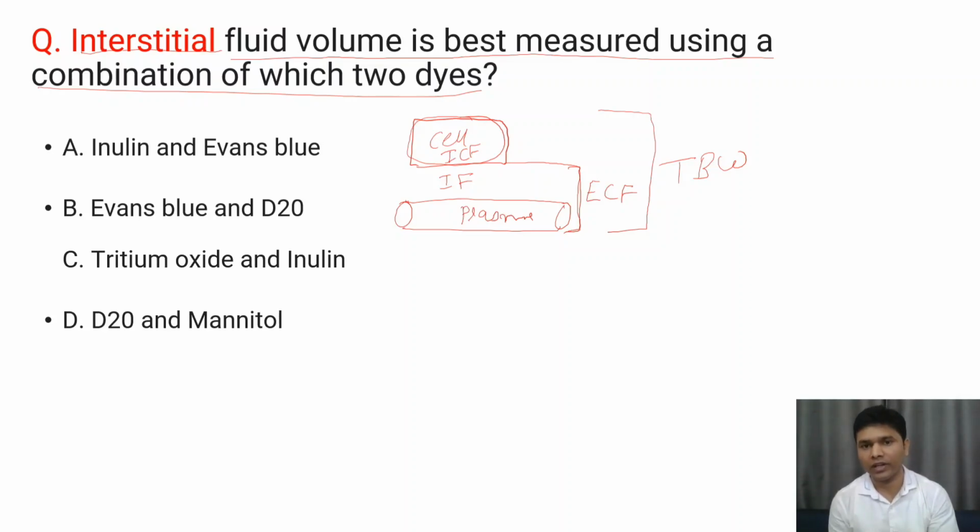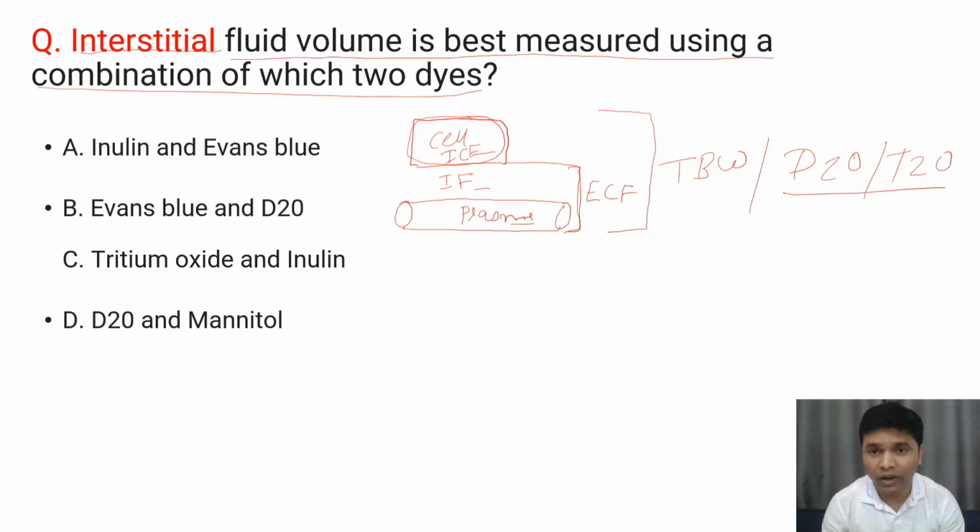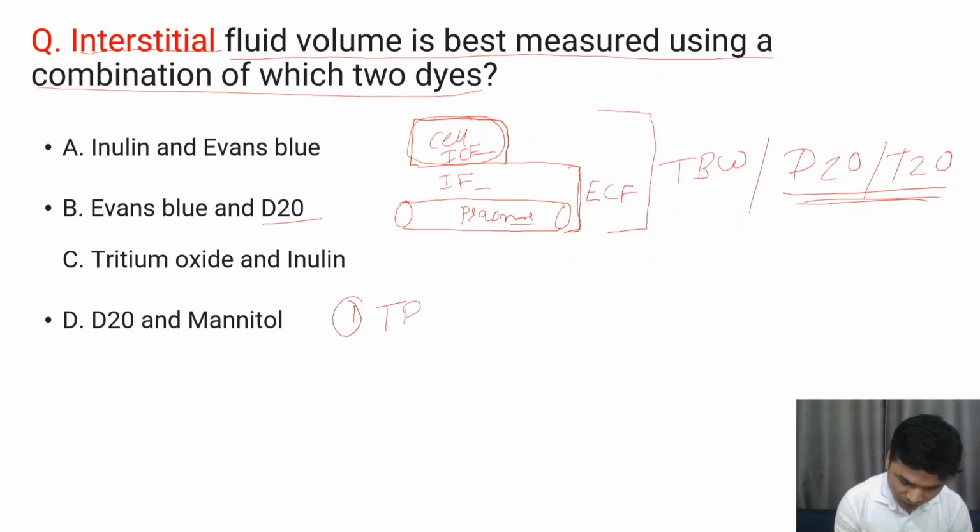Total body water is around 60% of body weight. Total body water includes plasma, interstitial fluid, and intracellular fluid. To calculate the volume of total body water, we can use D2O or T2O, deuterium oxide and tritium oxide. This is the simple answer.